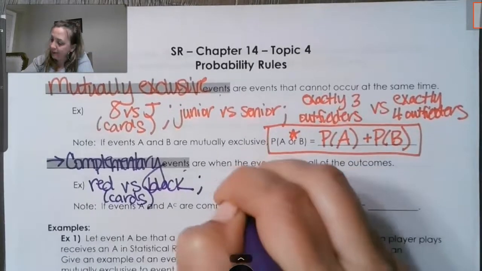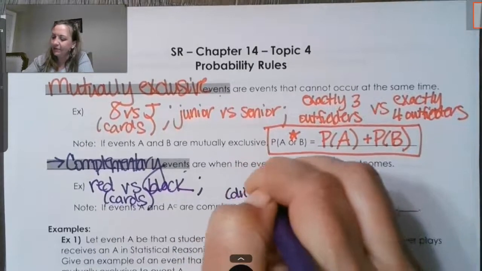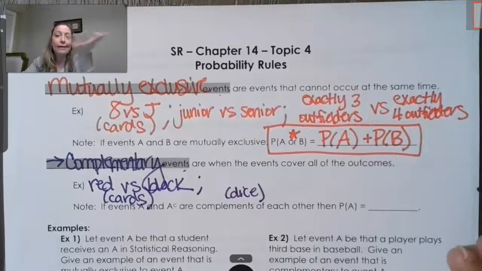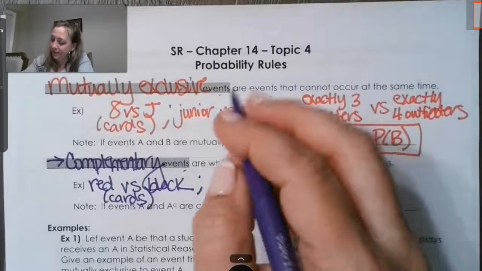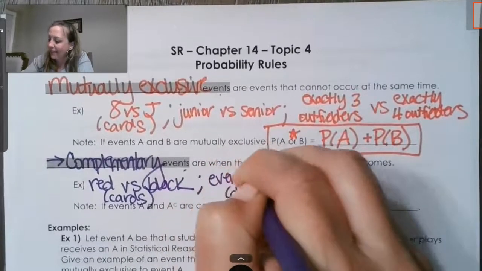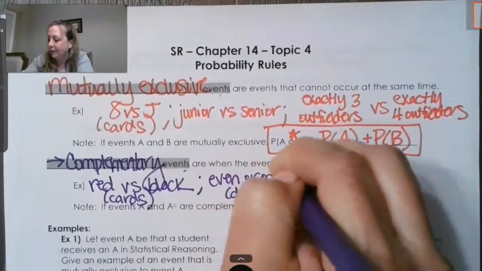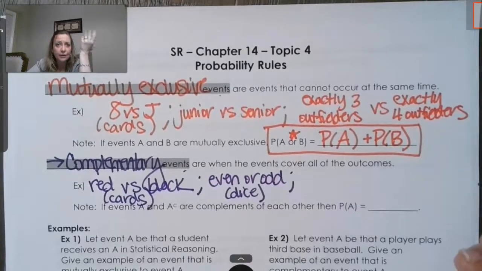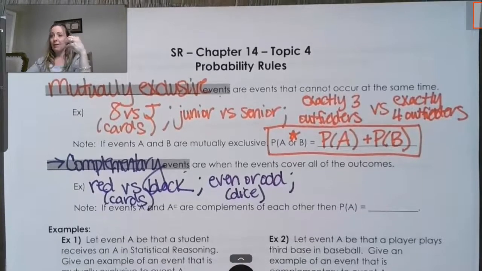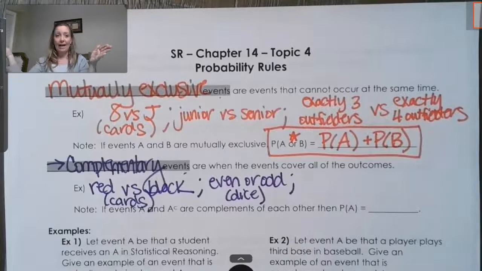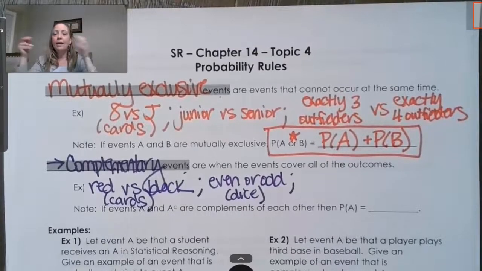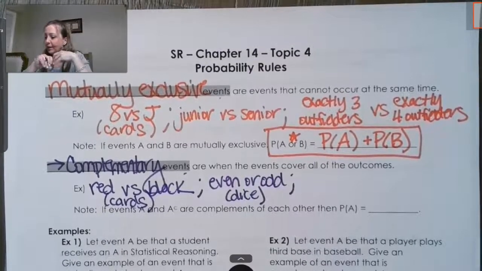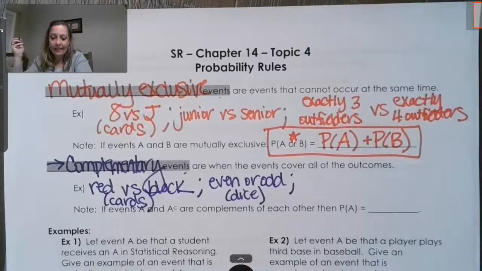Another possibility is if we think about dice, or I should say a die, if we have an even or an odd outcome. You're either going to roll a 1, 2, 3, 4, 5, or 6 on a regular die. So your outcome is either going to be even or odd. It can't be both at the same time. And that covers all the possibilities.